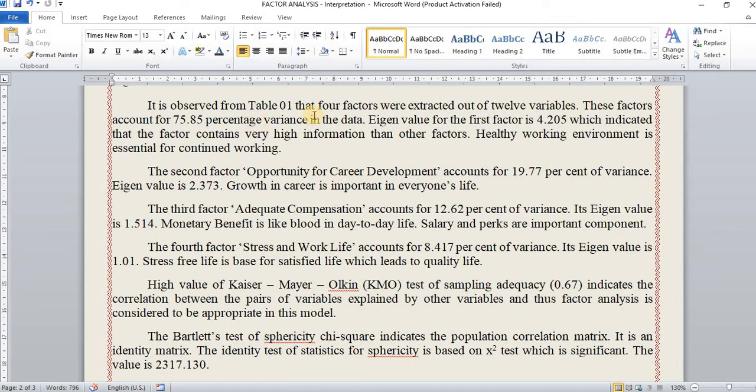It is observed from table 1 that 4 factors were extracted out of 12 variables. These factors account for 75.85% variance in the data. The eigenvalue for the first factor is 4.205, which indicates that this factor contains very high information compared to other factors. Healthy working environment, like that we have to interpret.